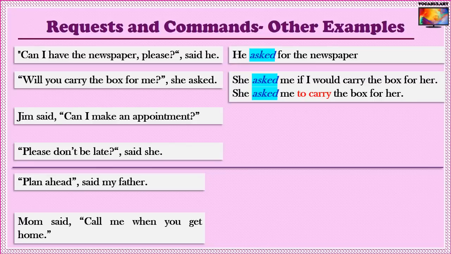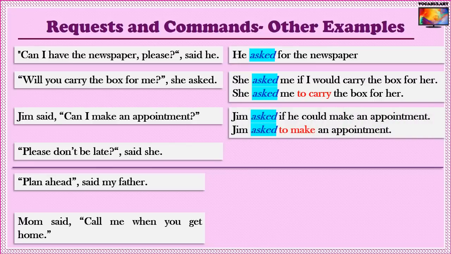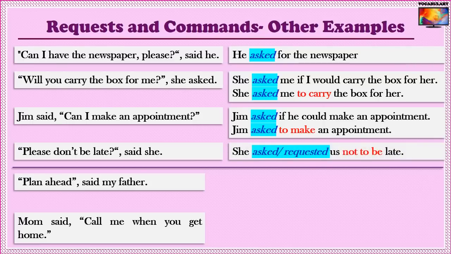Jim said, "Can I make an appointment?" It's a request for permission. Again, Jim asked if he could make an appointment, or Jim asked to make an appointment. Then there could be a negative request. For instance, "Please don't be late," said she. It gets converted into indirect speech as, she asked or requested us not to be late.